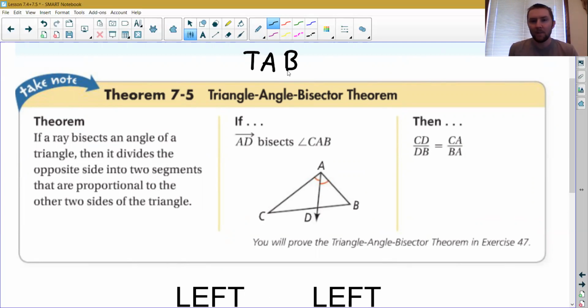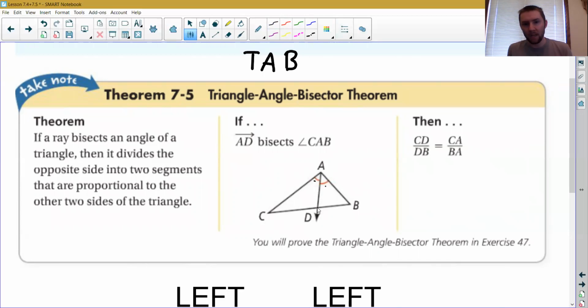Basically what this says is, if I draw the bisector of any angle in a triangle, so in this case I've drawn the bisector for angle A, I can see that that ray extending through this other side is cutting angle A into two congruent pieces, so it's a bisector. That bisector cuts the opposite side of the triangle into two pieces that are equal in ratio with the other two sides. So here's what that means.